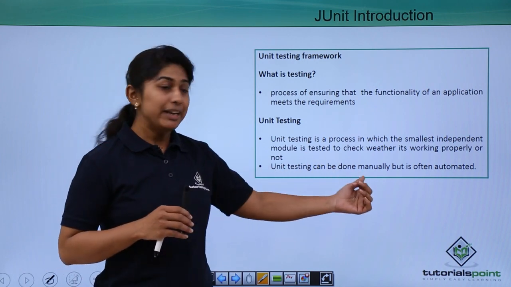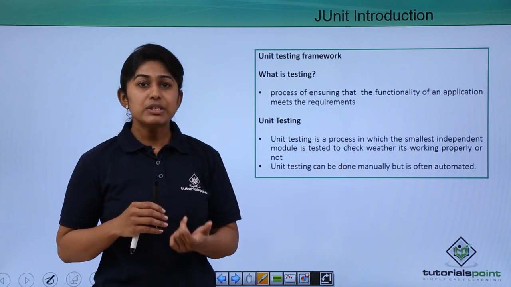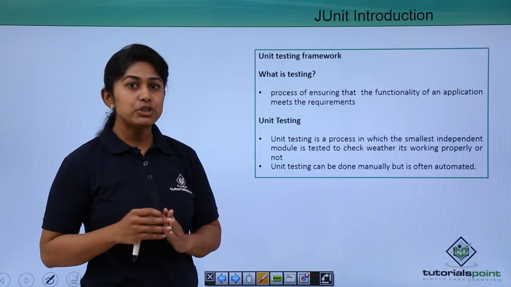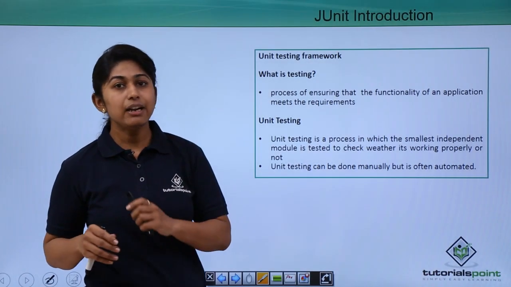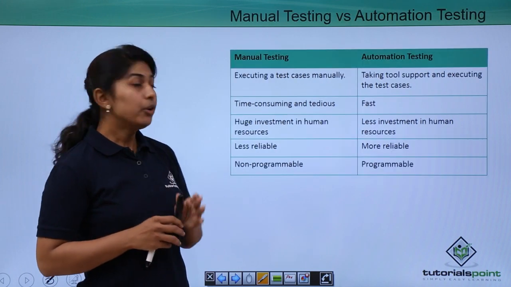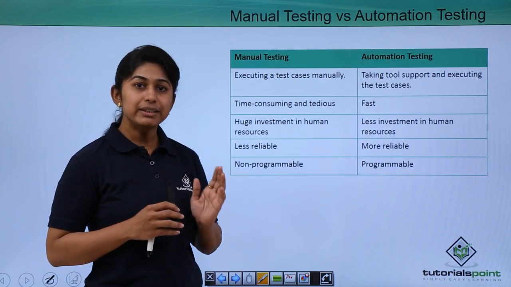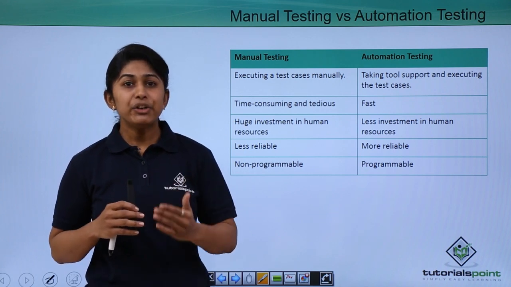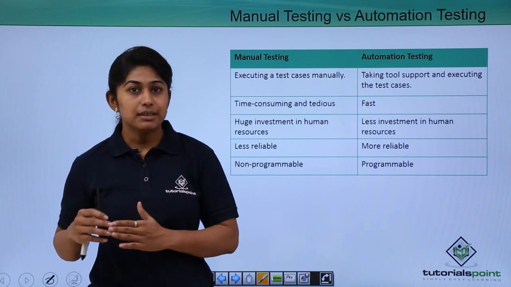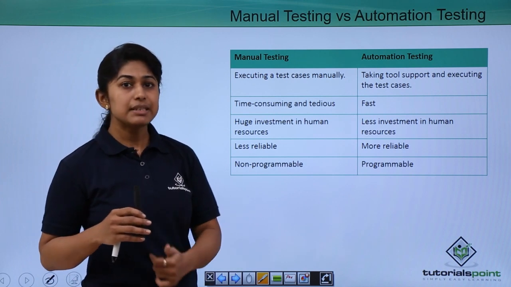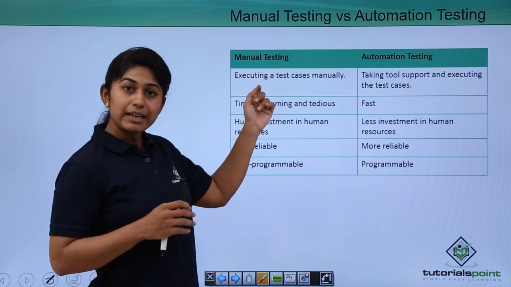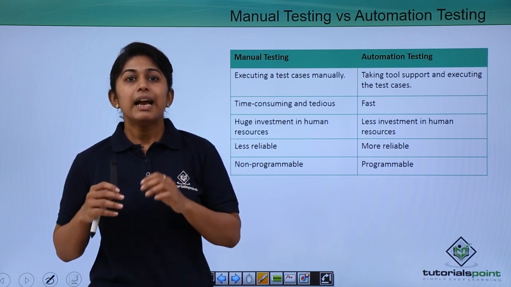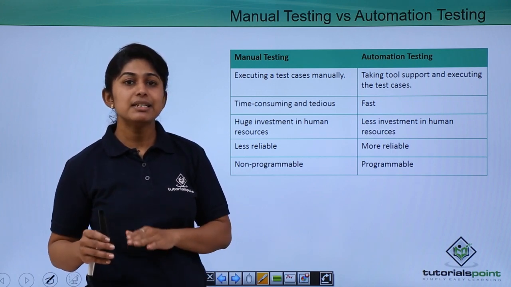It is often done manually and it can be done using automation tools also. To know unit testing, we need to check what is manual testing and automation testing. So here is the difference between manual testing and automation testing. Manual testing is done manually by the person or the tester. The very first difference is that in manual testing you are executing the test case manually. So each tester is entering data manually and verifying the results manually.